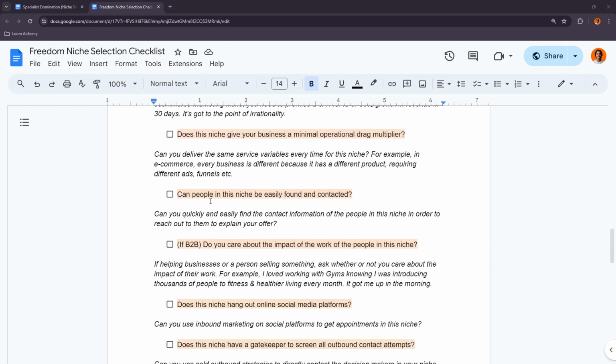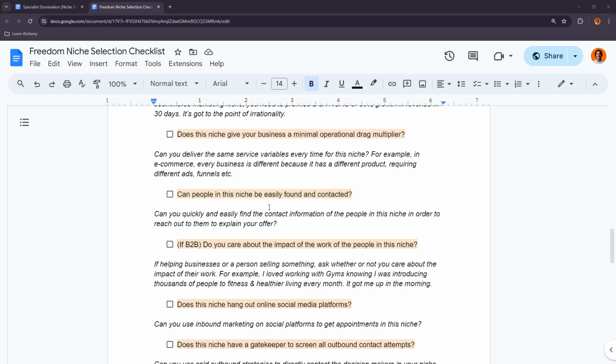Now the next one is, can people in this niche easily be found and contacted? Can you quickly and easily find the contact information of the people in this niche in order to reach out to them and explain your offer? So let's say you're working with local shopkeepers. In that case, their contact details cannot be easily found, right? And that could be a problem. So it's much better that you find people who are easily accessible, especially online if you're running an online business, and that would be much better.